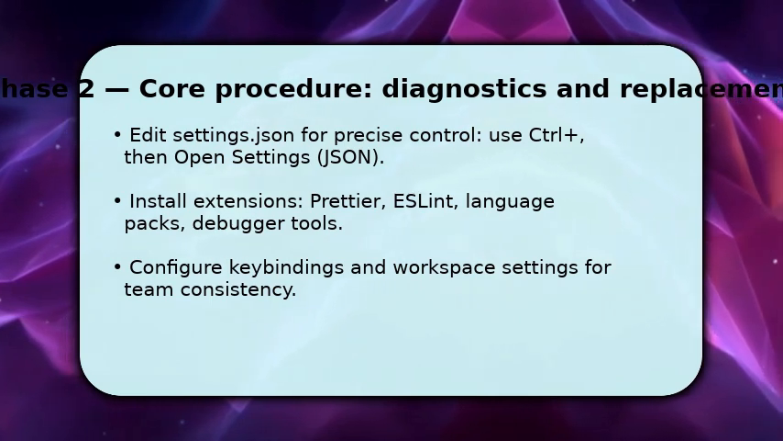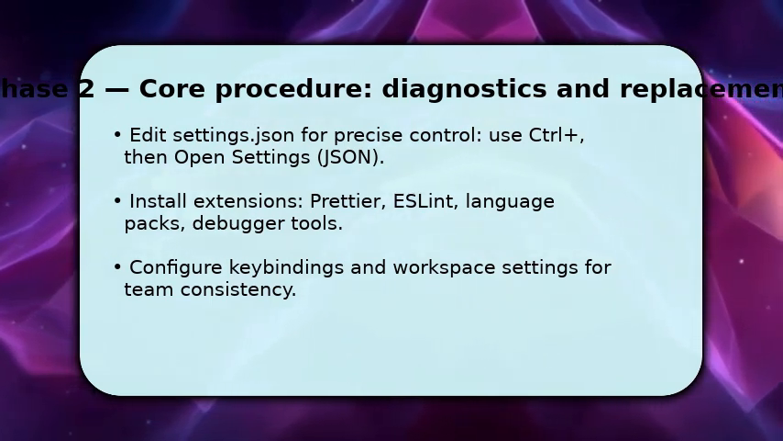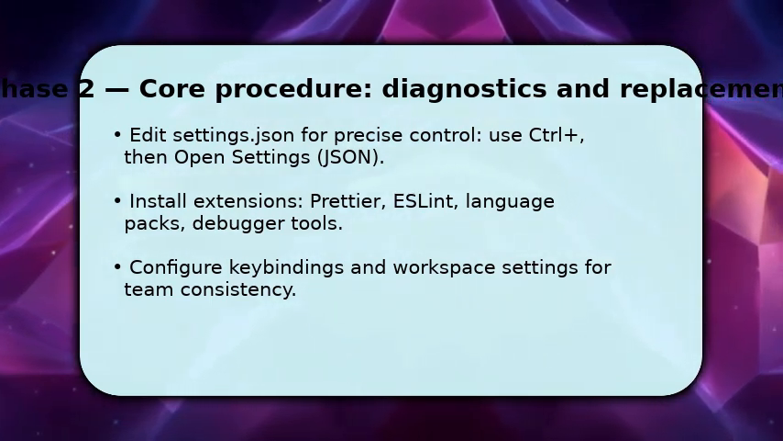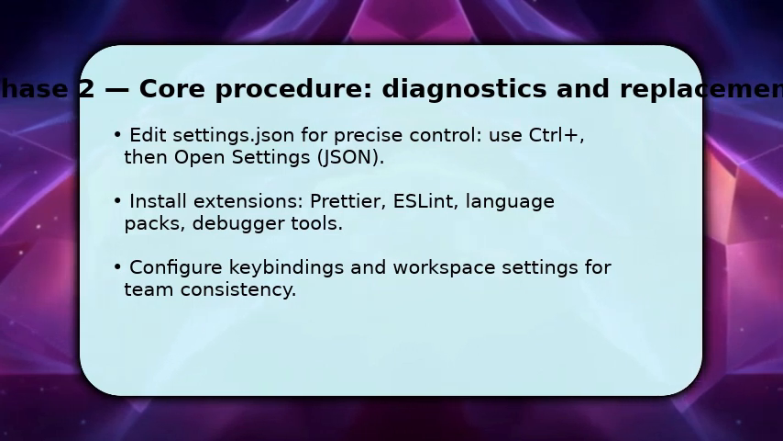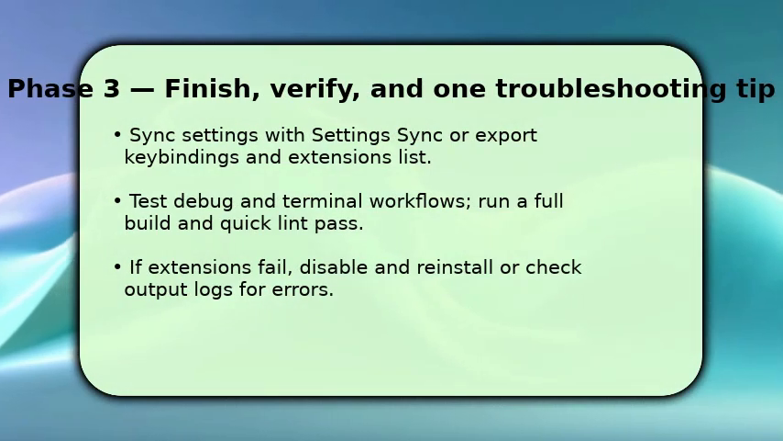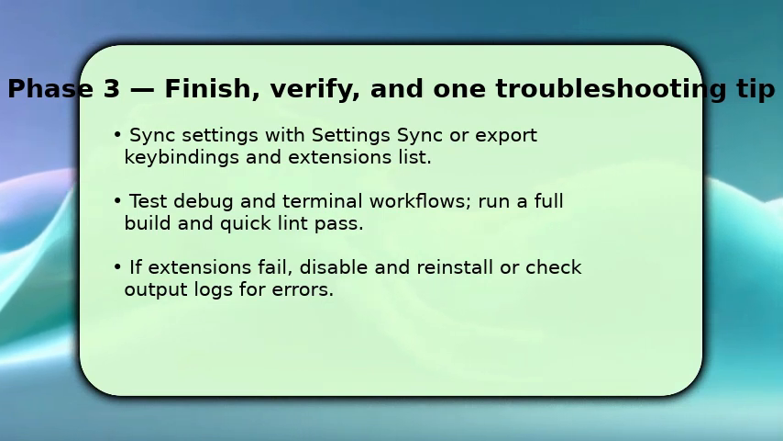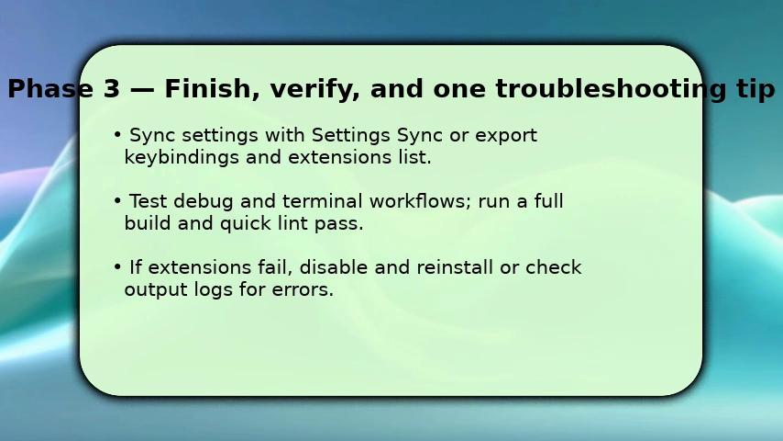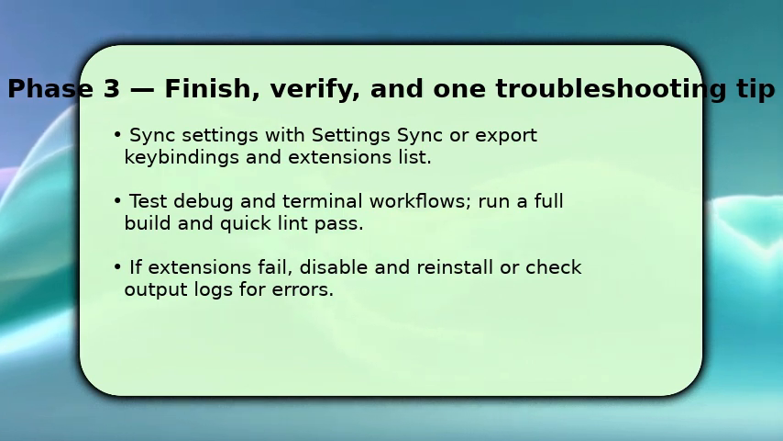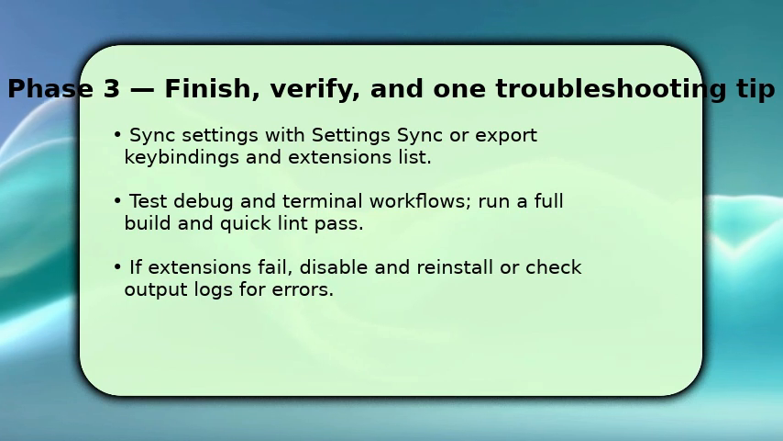Finally, set workspace settings so teammates share behavior. That reduces the "works on my machine" problem. To finish, synchronize settings across machines using the built-in settings sync, or export your extensions list and key bindings for reuse. Test your setup. Run a full build, a debug session, and a lint pass to confirm behavior.